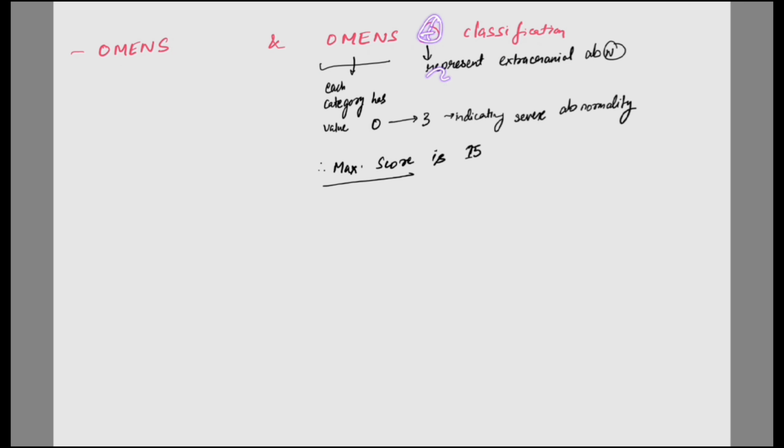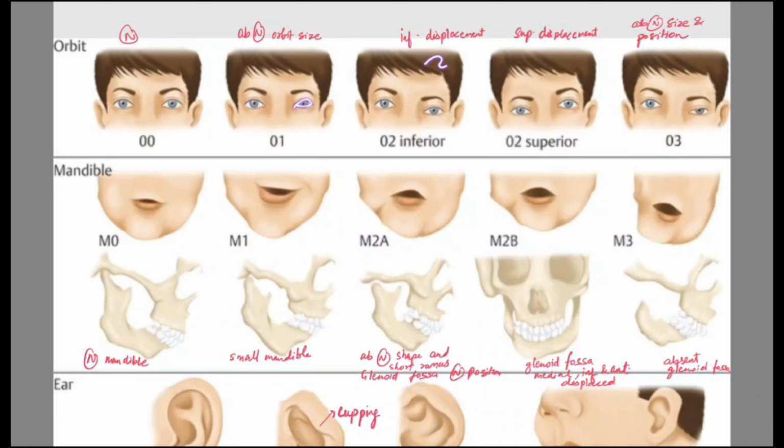Now let's briefly discuss the OMENS classification. O stands for orbit. So 0 represents a normal eye. 1 represents abnormal orbit size. Size is decreased. 2 inferior represents the affected eye going downward. 2 superior represents the affected eye going upward. 3 represents abnormal size and position.